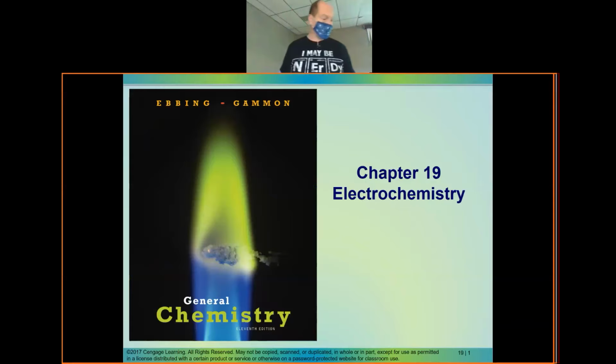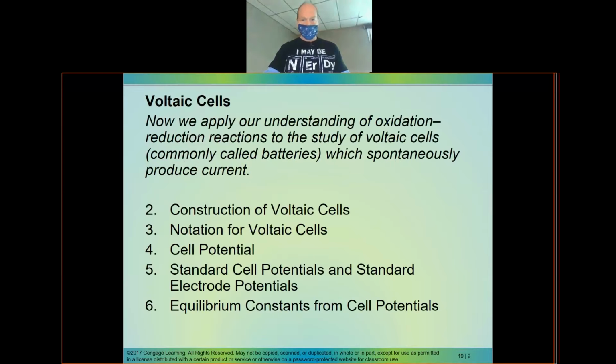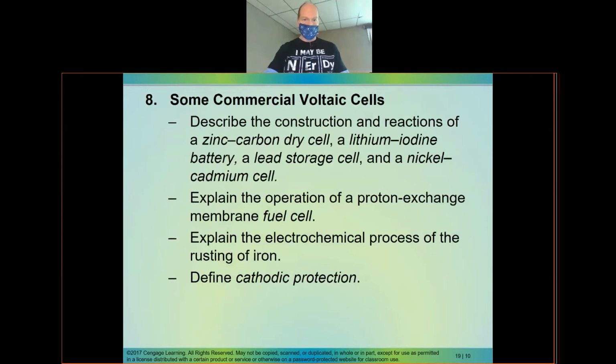All right, today we're going to do chapter 19, which is electrochemistry. And we start off doing oxidation reduction because in electrochemistry, you're going to have two cells. You're going to have your anode and your cathode. You're going to have your oxidation half reaction, and you're going to have your reduction half reaction.